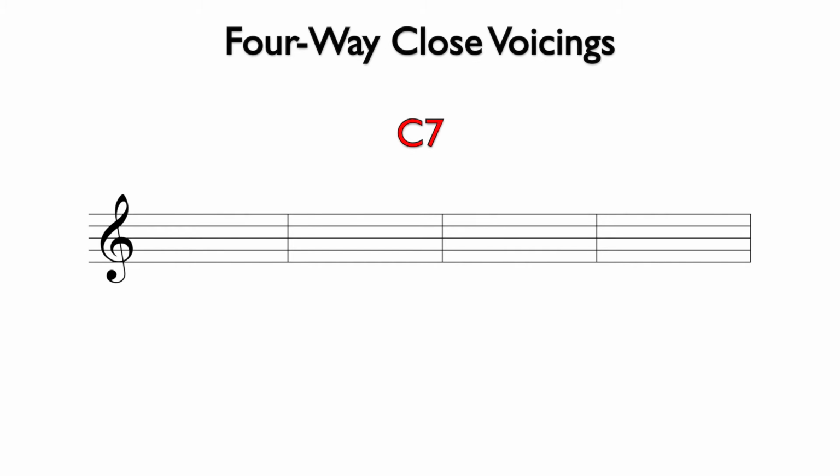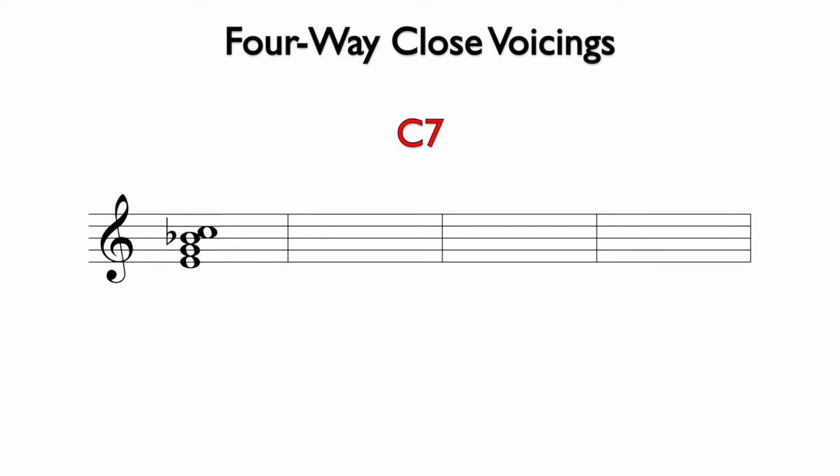For the first voicing, we'll start with C as the melody or top note. For our 4-note close position chords, we will just add the remaining notes as close as possible down from the high note. The notes of a C7 chord are C, E, G, and B flat. Voicing down from C, the next note is B flat, then G, then E.